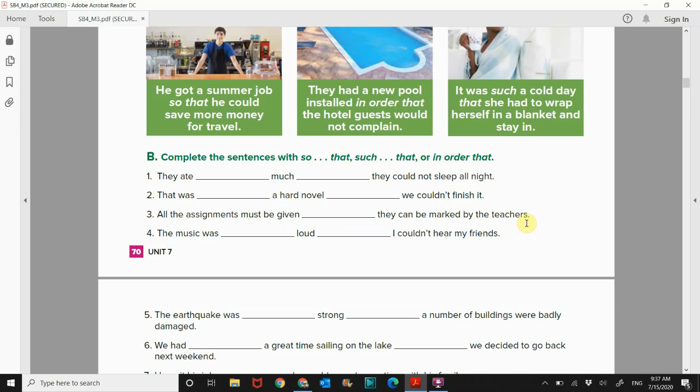All right, in American English, we won't say "marked", we would say "graded", we would say "revised", and "given" is another way to say "turned in", like entregar. Number 4, the music was so loud that I couldn't hear my friends.